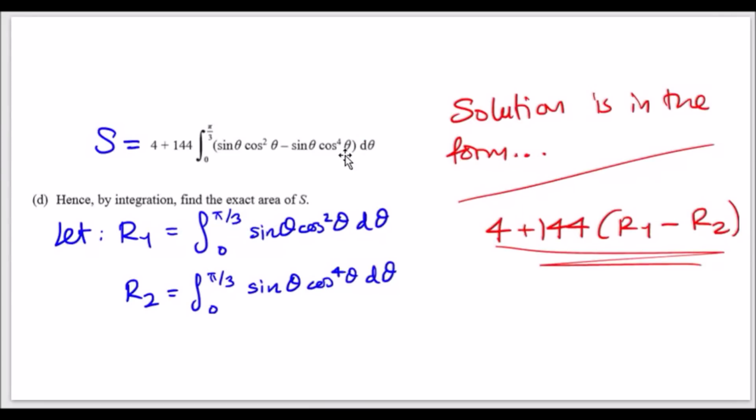Okay, so I call this one S, just because that's what they call themselves, the area of S. Now, hence by integration, find the exact area of S. For this kind of form, since you've got 2 different parts to integrate, which you can combine, by the way, but in this case we won't, I would call the first term R1, second term R2. So let R1 be the integral from 0 to pi over 3 of the first term, d theta, and R2 be the second term. So we're going to do it step by step.